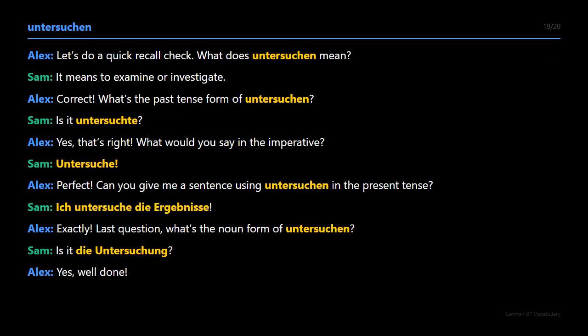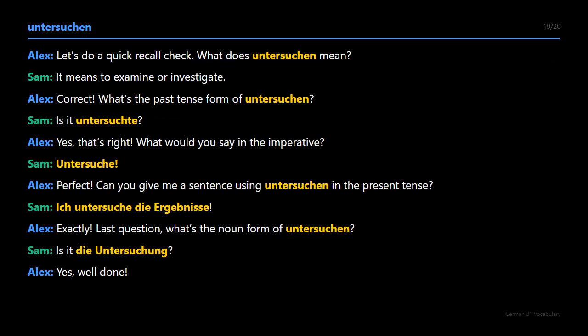Perfect. Can you give me a sentence using untersuchen in the present tense? Ich untersuche die Ergebnisse. Exactly. Last question, what's the noun form of untersuchen? Is it die Untersuchung?